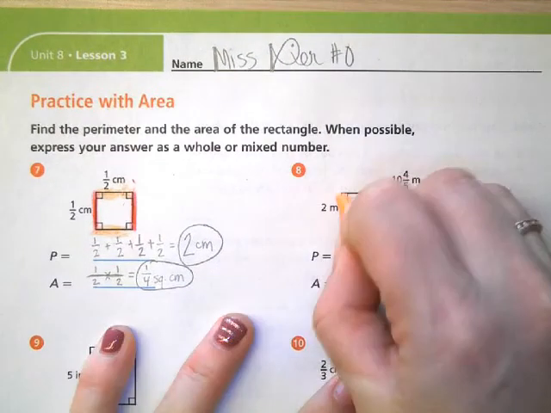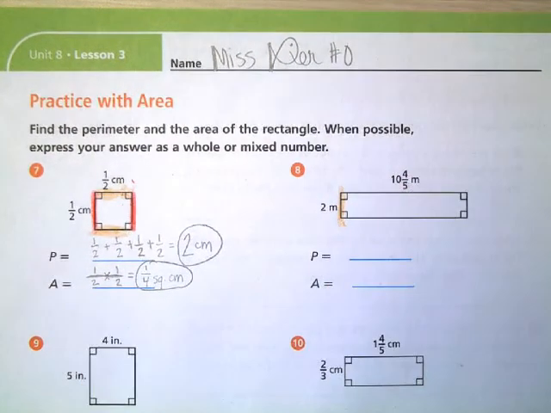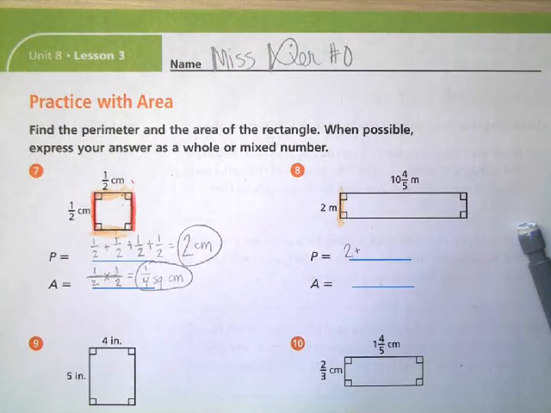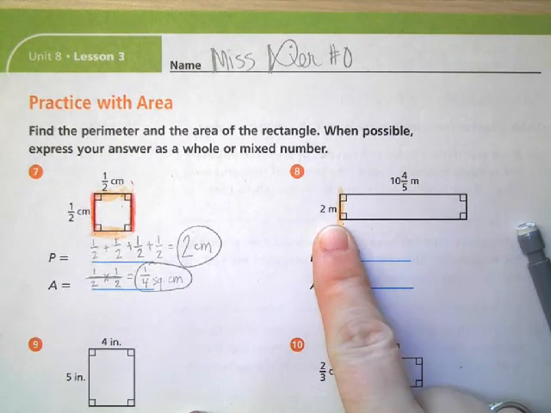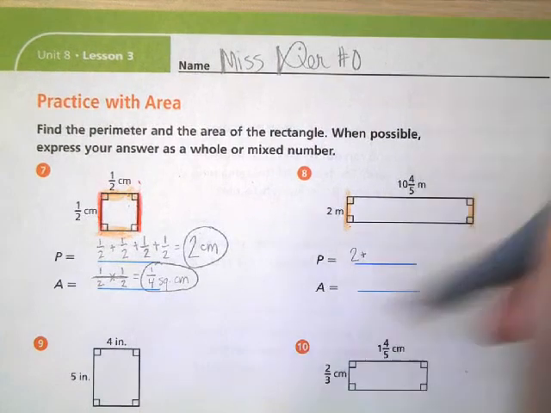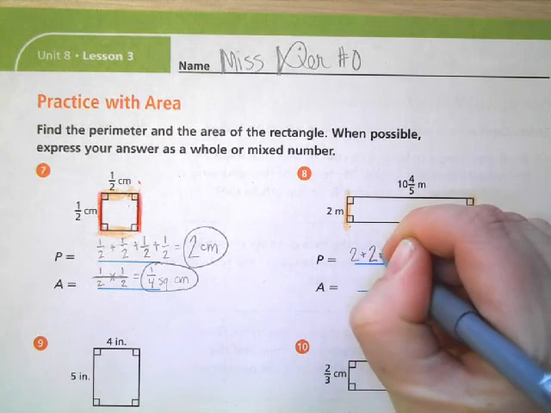Okay, number 8. To find the perimeter of this, doesn't matter which color you do, but I have a 2 meters, and where's the other one? Where's the other 2? Oh, it's directly across from it because opposite sides of rectangles are equal. So here's the other one.